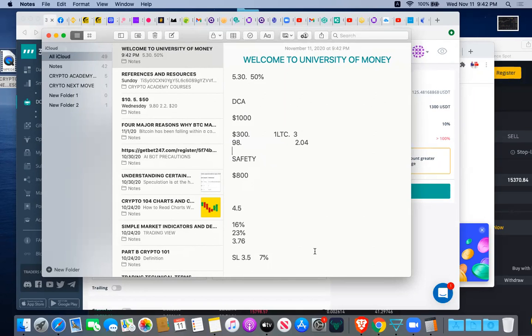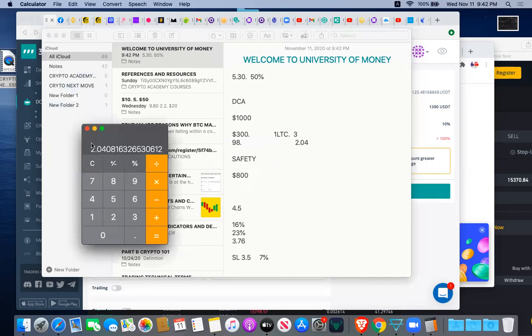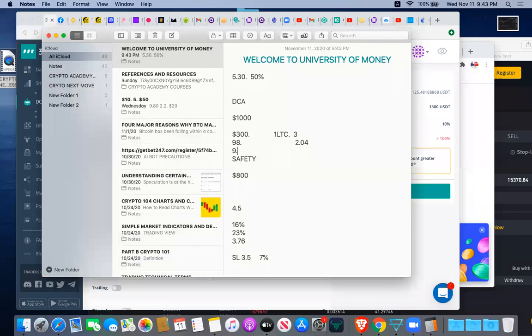Now the third place is down, another 2%. So $98 multiplied by 0.02. Minus that from 98. So that means the next one is going to buy at how much? It's going to buy at 96.04.